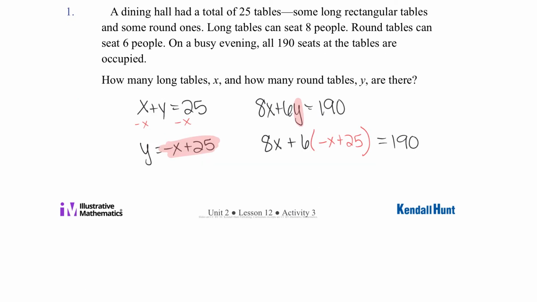You can see I took the negative x plus 25, substituted it in for y, and now I have this function right here. I'm then going to be able to solve this equation and figure out what x is equal to.